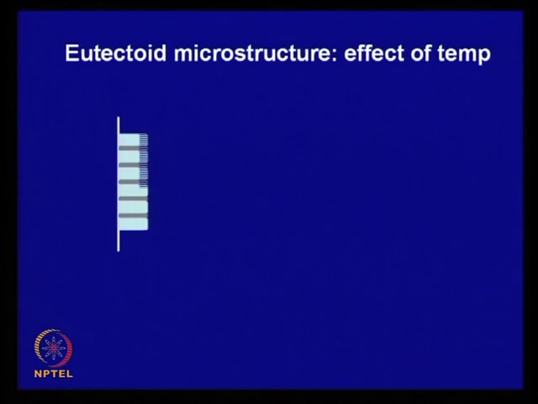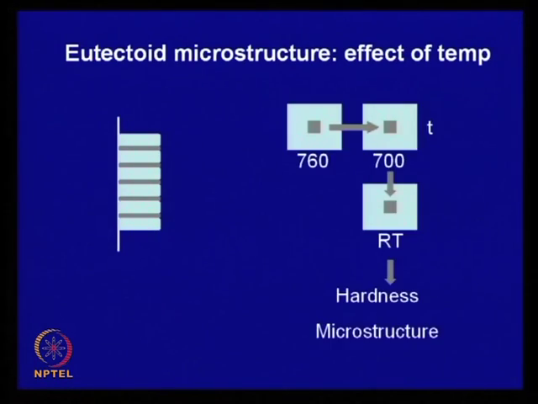So, this is the pictorial representation of how the eutectoid structure, that pearlitic structure, forms. This is ferrite, this is cementite. Now, suppose you take a piece of steel and put it in a furnace, a bath, which is maintained at 760 degree centigrade, which is a little higher than the eutectoid temperature, and we keep it for a sufficient length of time, so that this piece attains uniform temperature from surface to the center.